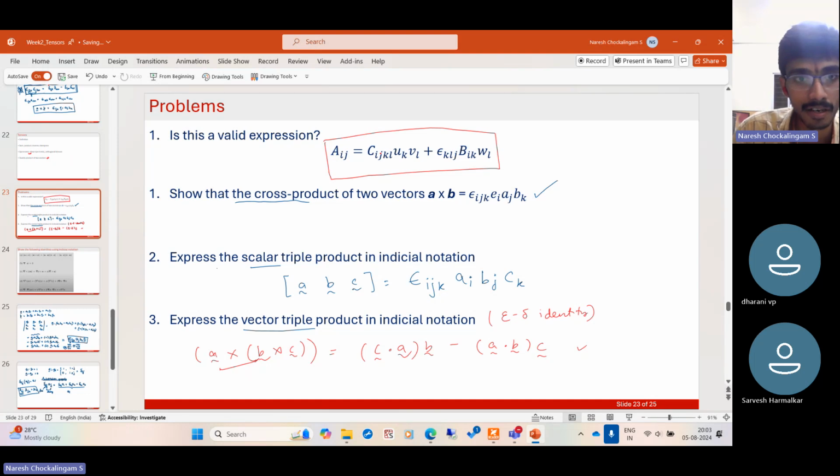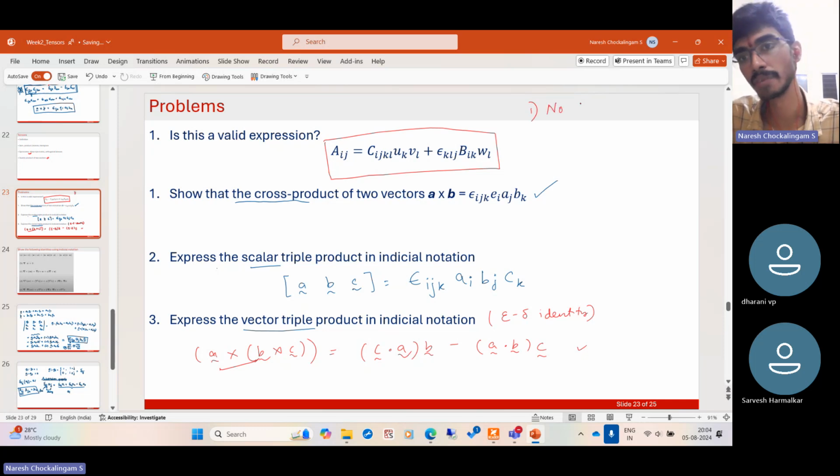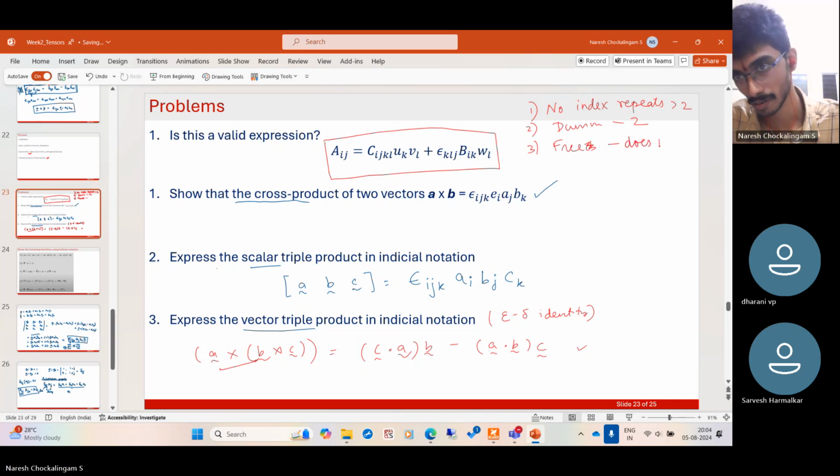That is the question. So for an expression in indicial notation, what are the rules? No index should be repeated more than twice. Sorry, not equal to, greater than twice. And a dummy index repeats twice. A free index does not repeat, and it is present in all the terms. A free index has to be present in all the terms.